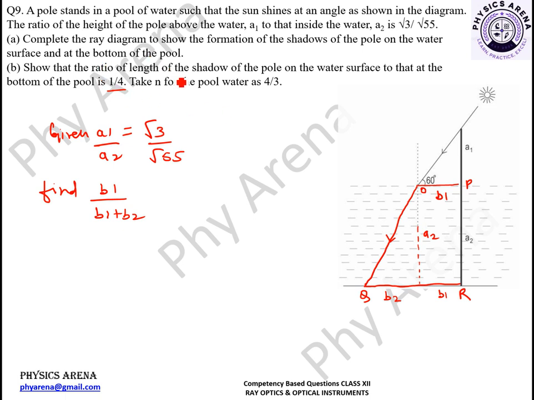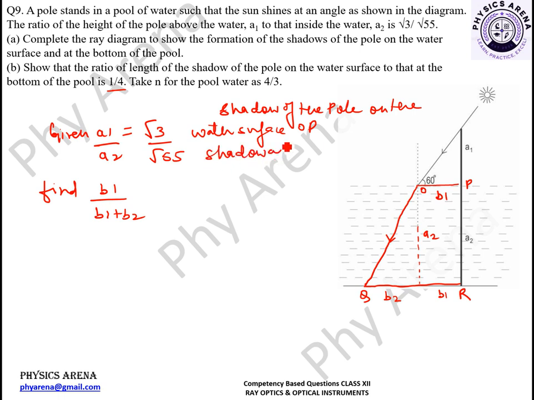And for part 1, the shadow of the pole on the water surface is OP, and the shadow at the bottom of the pool is QR. And we need to find B1 divided by B1 plus B2. Let me give names to these points as well. So let me mark this point as M and this point as N. So part A is over.